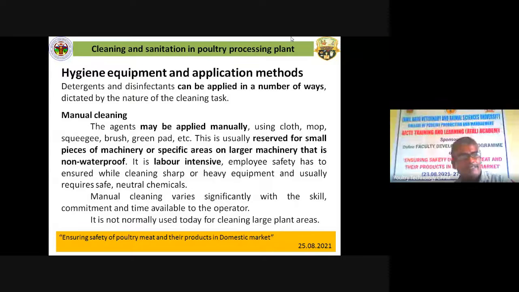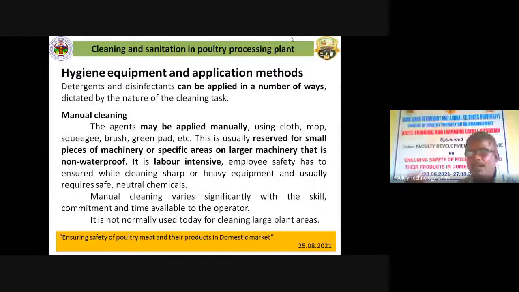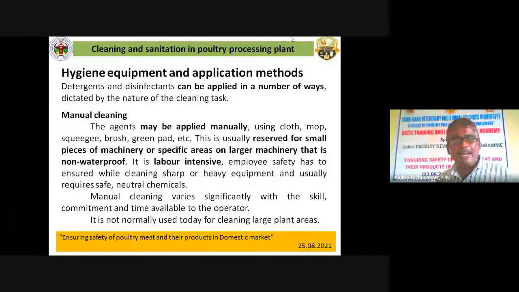So now we have seen different detergents and disinfectants, and how we are going to apply them over the equipment surface, the food contact surface, or the floor in the food processing plant. Either these disinfectants may be applied manually. If it is a large processing plant, it is not practically possible, and this method can be applied only to small pieces of machinery or a component of a large machinery. We can use manual cleaning, or if your equipment part is non-waterproof, in such a condition also we can depend on manual cleaning.